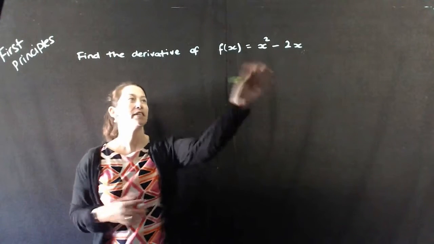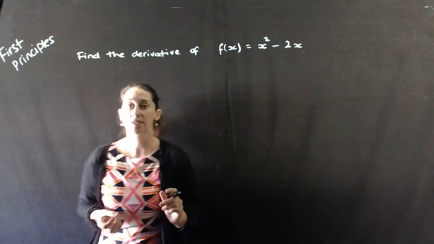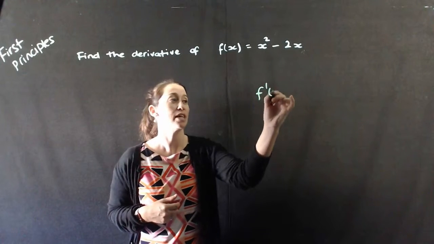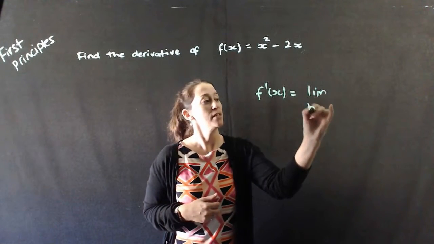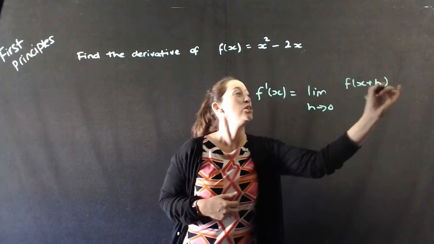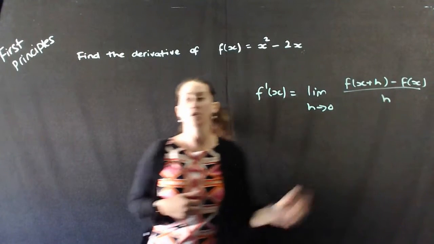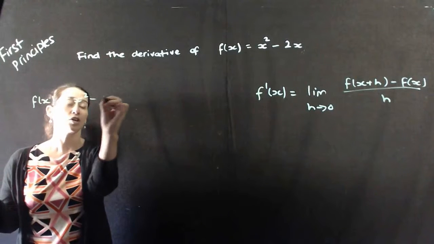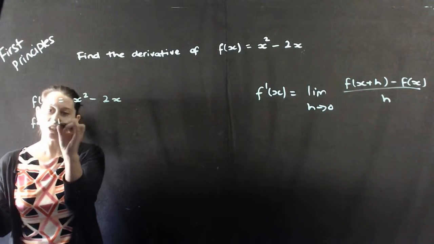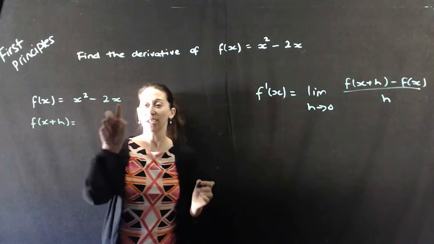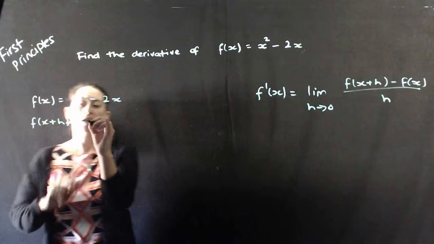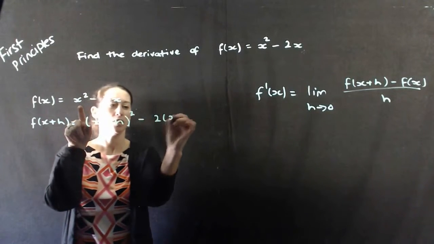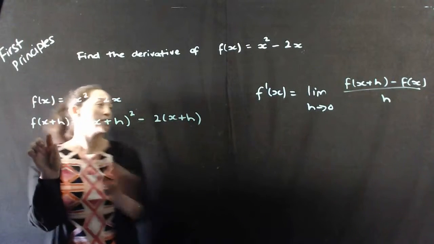Okay, so I'm going to find the derivative of the function f of x equals x squared minus 2x using first principles. So to begin with, we write down the rule for first principles. It says the gradient is the limit as h tends to 0 of f of x plus h minus f of x all divided by h. Over on the left, I'm going to write down what f of x is, and then also what f of x plus h is. You remember through function notation, wherever I see x, I need to replace it with x plus h. So I'm rewriting this, but instead of x, it's x plus h all squared minus 2 times x plus h. That's my f of x plus h, which goes on the top.